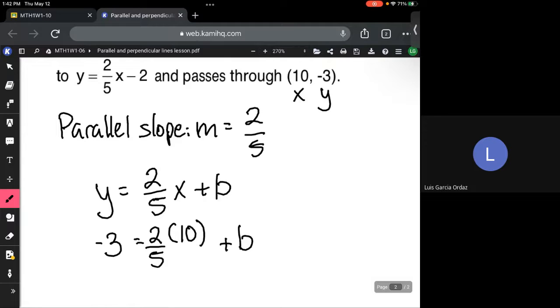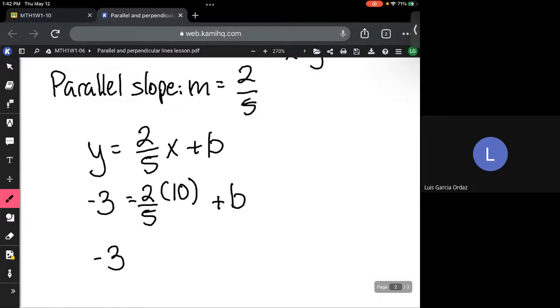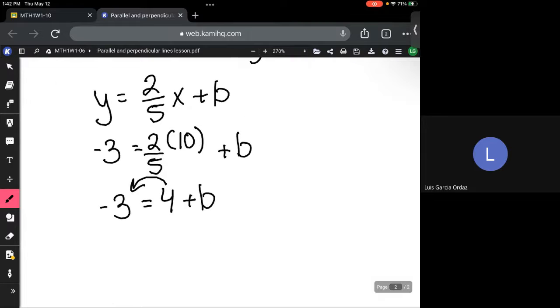So what's 2/5 times 10? What would that give us? 4. And then how do I isolate for b? You put 4 behind the 3. So it becomes what? 4 plus 3, or -3 plus 4. No, it's already positive on the right side. If you move it over, it becomes what? Yeah, thank you. So what's -3 minus 4? It's -7. So -7 equals b? Yep.